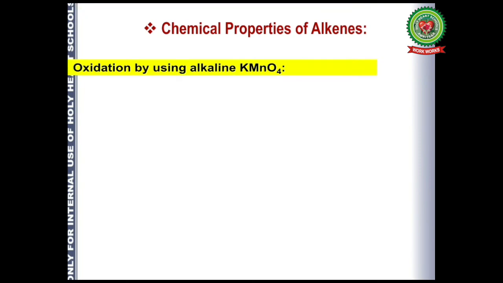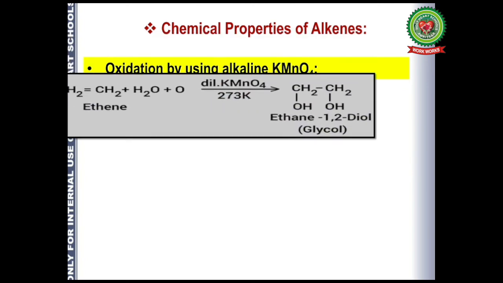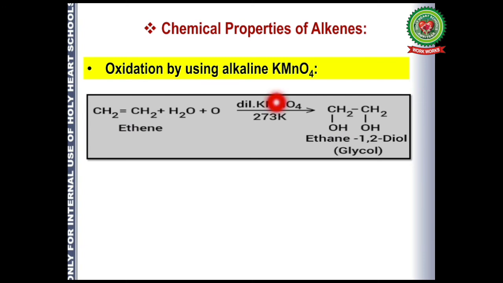Next type of reaction that we are going to study is oxidation of alkenes by using alkaline KMnO4, that is potassium permanganate. Now in this case we are using dilute KMnO4, and in this, water and nascent oxygen are produced, and that is added to the ethene molecule, and this gives rise to ethane 1,2 diol, that is CH2OH-CH2OH. The double bond gets converted into a single bond, and to either side of the carbon an OH group is attached, and the common name of this compound is glycol.